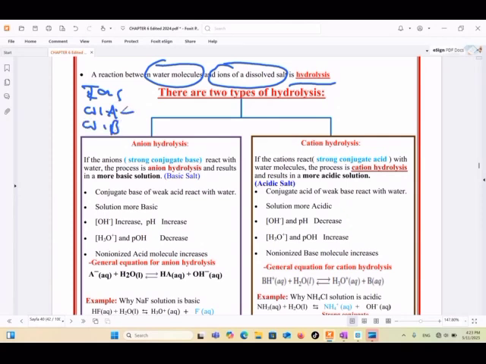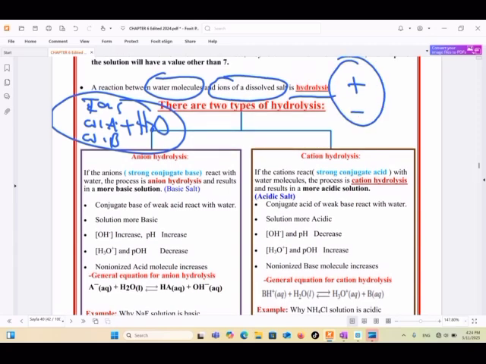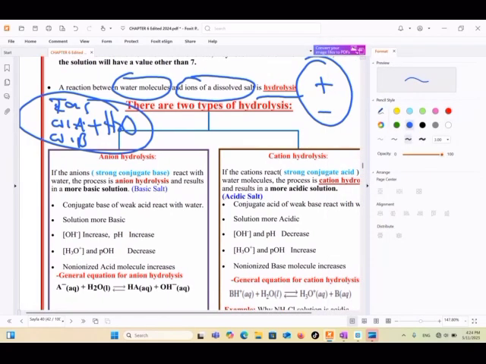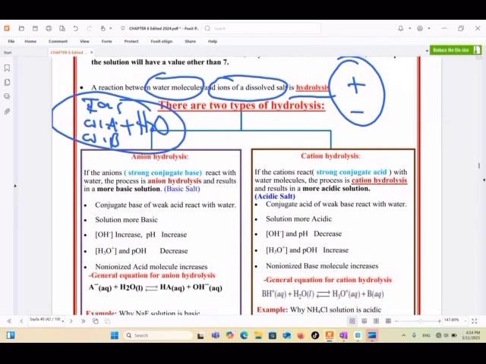weak bases plus H2O, this we call hydrolysis, because not all of the ions that we obtain from the dissolved salts undergo hydrolysis. Only the ions that we obtain from the weak acid and the weak base. Guys, the ions can be positive and negative. So, in terms of the types of ions, hydrolysis is divided into two types, anion and cation hydrolysis.